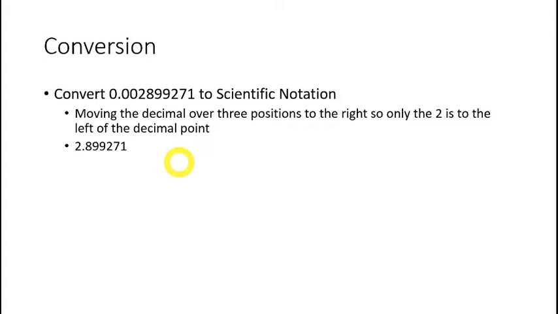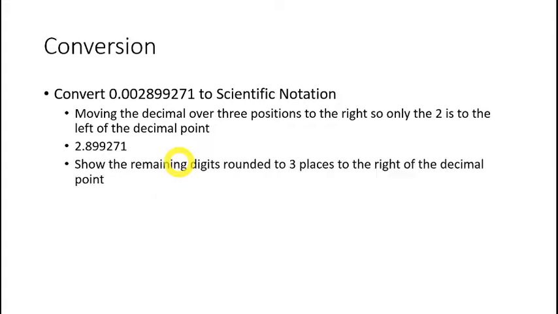But again, we need to trim this to 3 places to the right of the decimal point. So those remaining digits will be rounded to 3 places to the right. And since this is a 2 in the 4th position, we are not going to round up. And so we just truncate these 3 numbers off of the end.